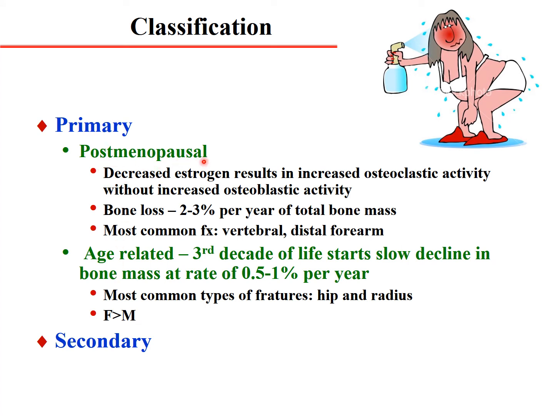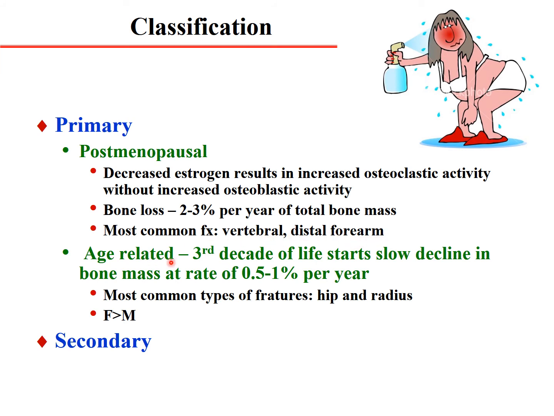If we do have decreased estrogen, that results in increased osteoclastic activation, and with that increased osteoblastic activation. That means the bone loss would be about 2 to 3% a year of the total bone mass, and that will cause very rapid bone loss. So the most common fracture sites are usually the vertebrae and the distal forearm.